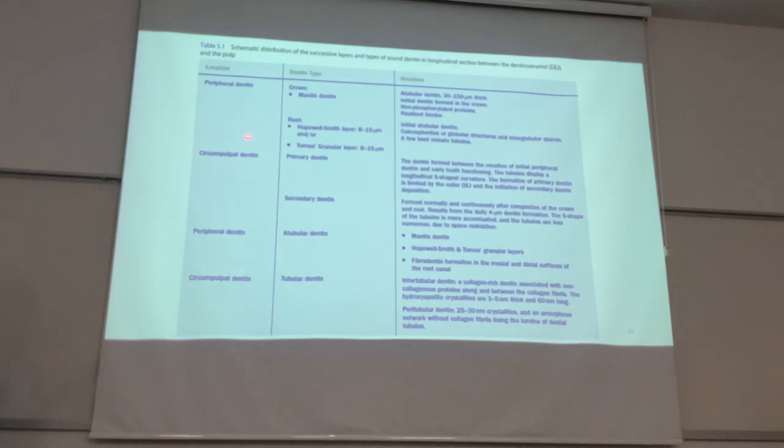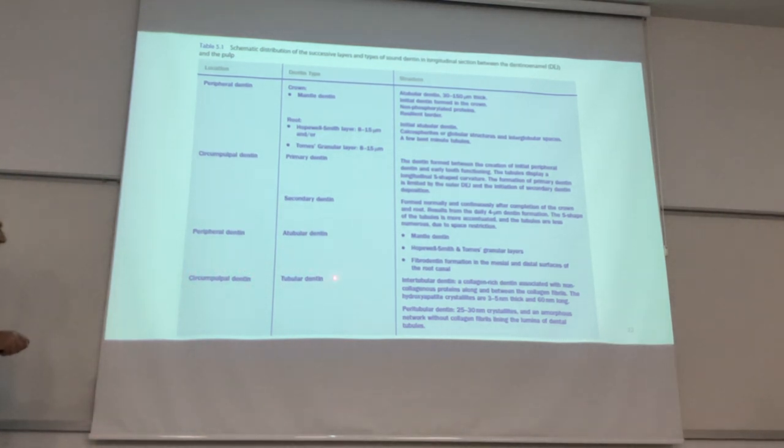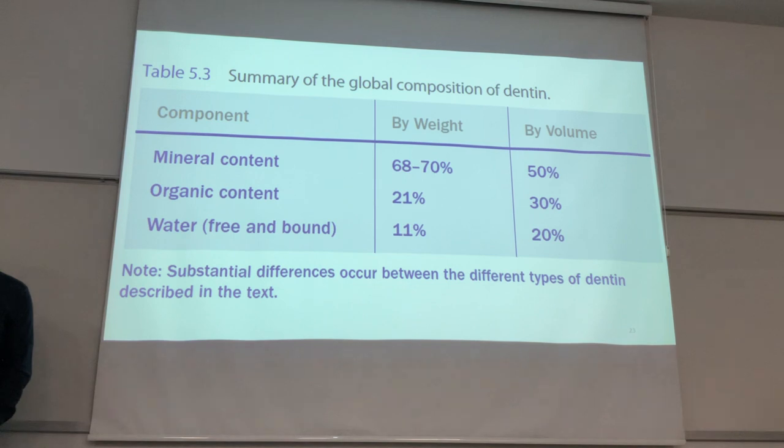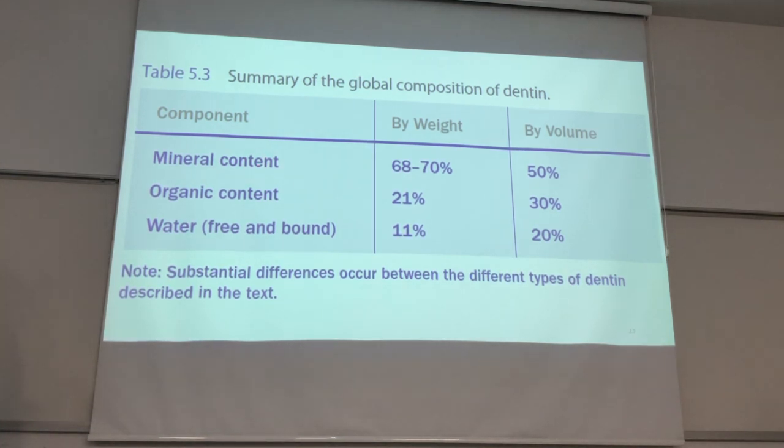And we have circumpulpar dentin, primary and secondary dentin. The other name of peripheral dentin is atubular dentin, and the other name of circumpulpar dentin is tubular dentin. Here you can see the amount of mineral and organic structures present in the dentin. Mineral content is about 15% of the whole structure of dentin, and we have 20% of water.